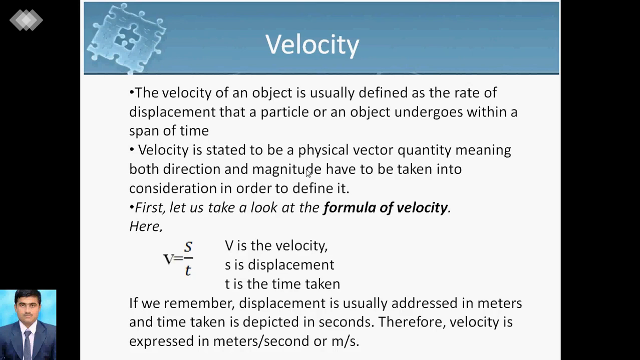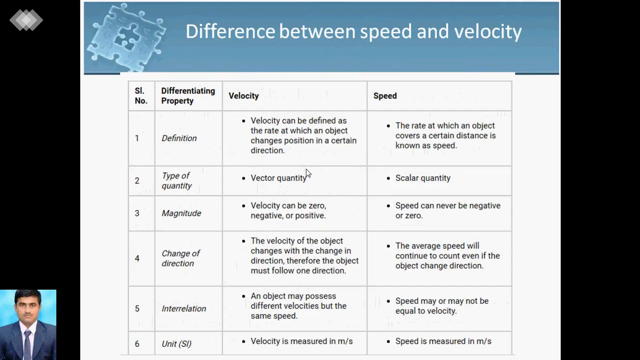That means v is the velocity, s is the displacement, and t is the time taken. So velocity is expressed in terms of meter per second. Next, we differentiate between speed and velocity.